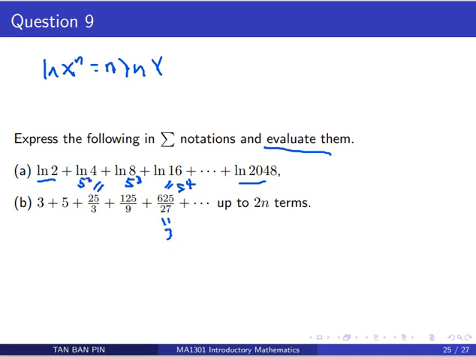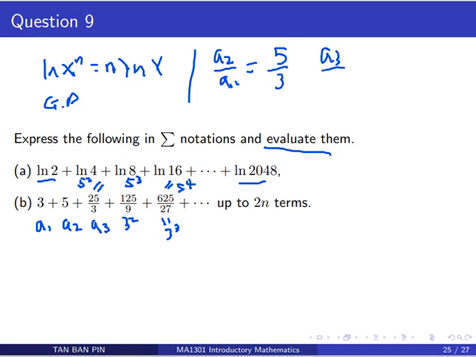27 is 3 cubed, 9 is 3 squared. So likely it is a GP. So we just have to check whether it is a GP. a1 is 3, a2 is 5, a3 is 25 over 3, and so on. So if you take a2 divided by a1, the answer is 5 over 3. If you take a3 divided by a2, then 25 over 3 divided by 5 is also 5 over 3.